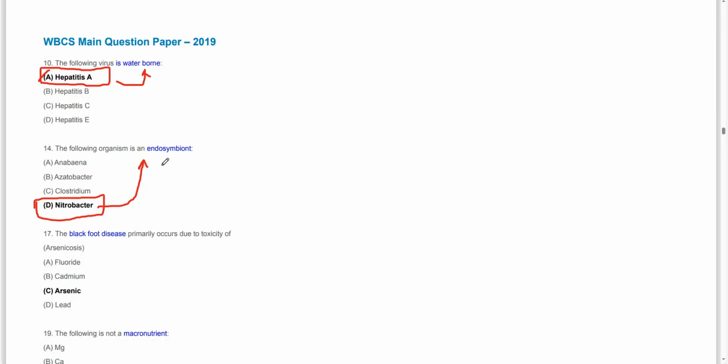So we've got a somewhat understanding of what an endosymbiont is. So Nitrobacter is an endosymbiont.